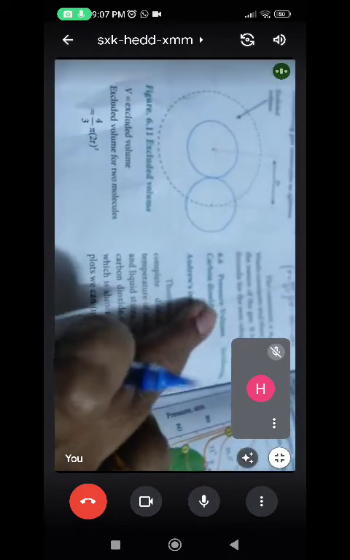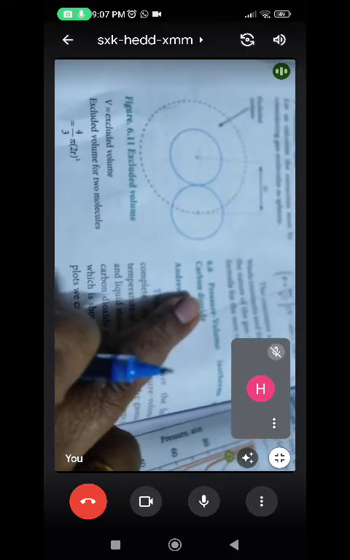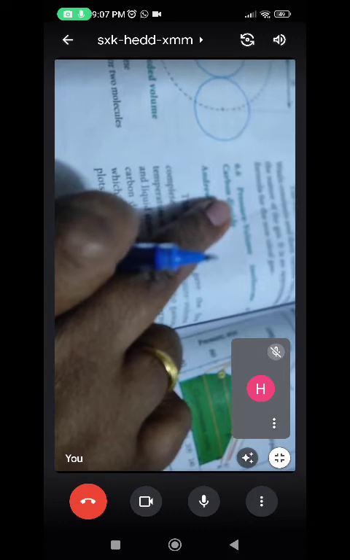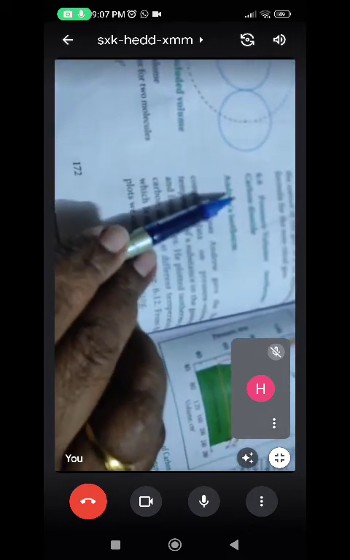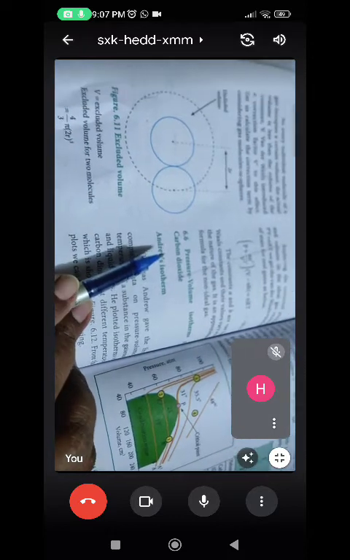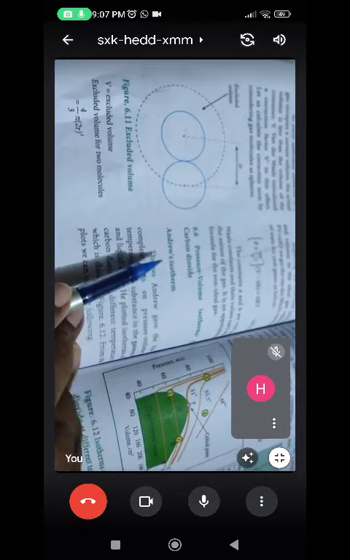So now if you see here, the pressure, volume, isotherm of carbon dioxide. Is it blurred or can you see? Now I hope you can see.